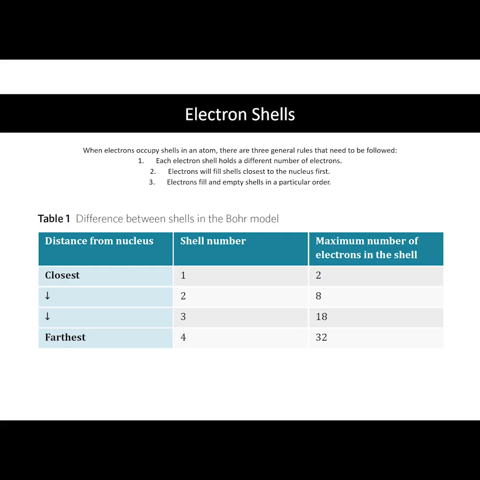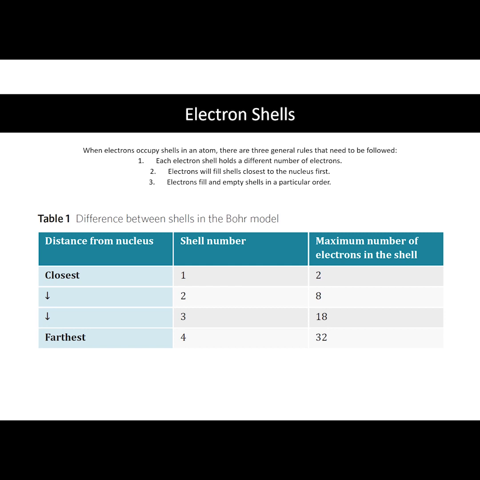Okay, the next thing we're going to look at is electrons, electron shells. So there are 3 rules to follow with electron shells. Each electron shell holds a different number of electrons. The electrons will fill shells closest to the nucleus first, because that's the lowest energy level, and the electrons will fill empty shells in a particular order.